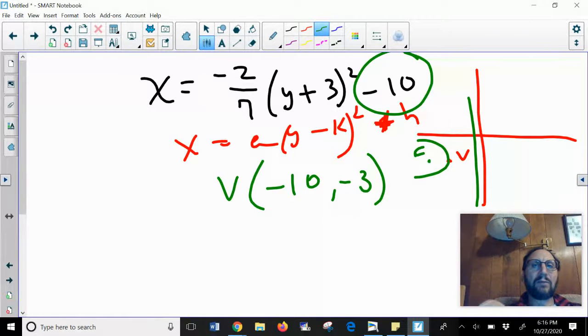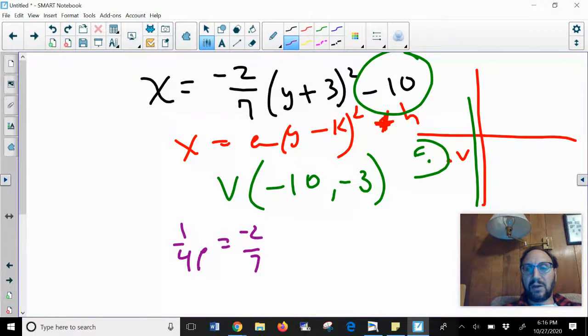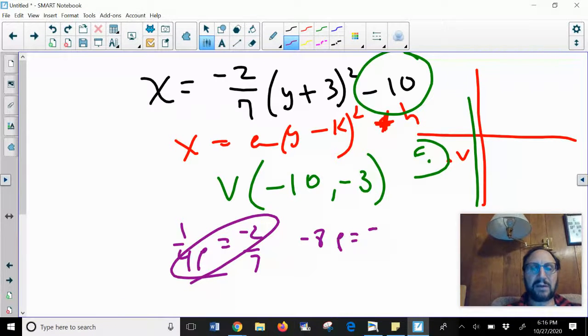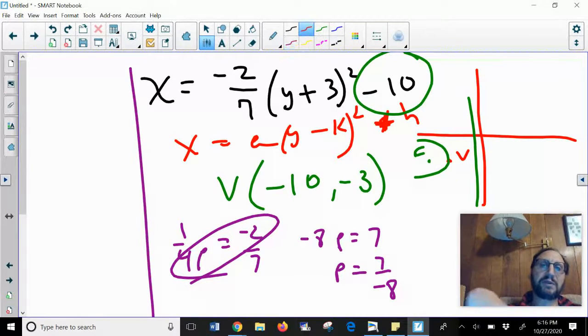Okay, now let's go back to the problem at hand, and that would be 1 over 4p is equal to -2 over 7. So let's do cross products and say -8p is equal to 7, looking at setting means and extremes equal to each other. Dividing by -8, I get 7 over -8, or -7/8. So what that tells me is that the focus is going to be 7/8 to the left of the vertex, and the directrix is going to be 7/8 to the right of the vertex. So let's figure out what those are going to be.